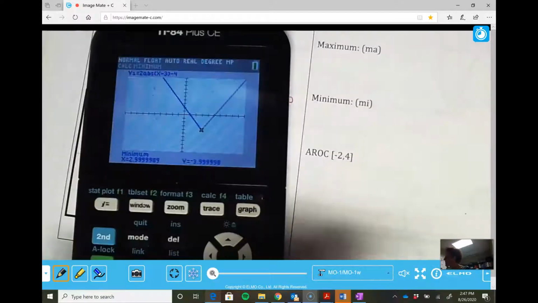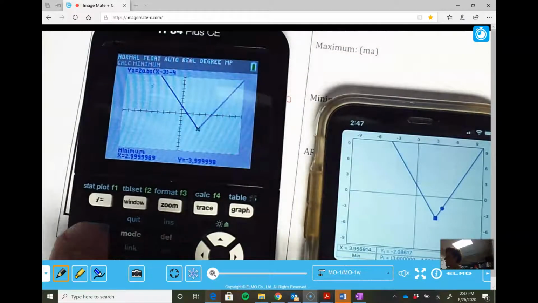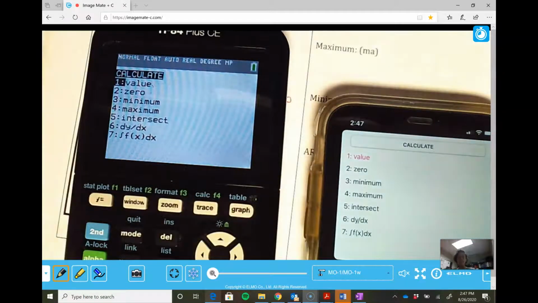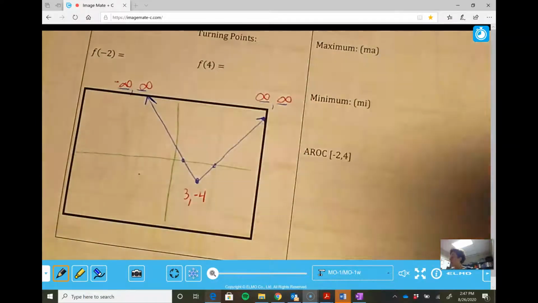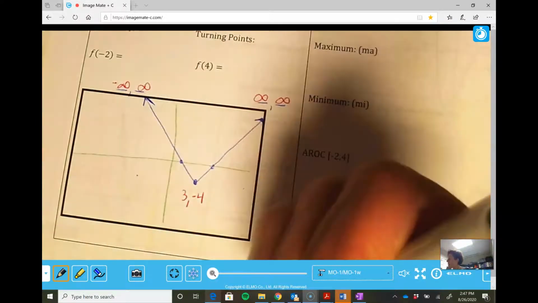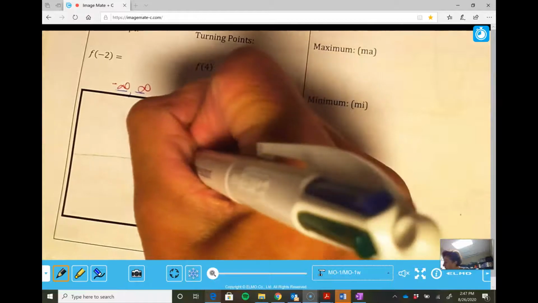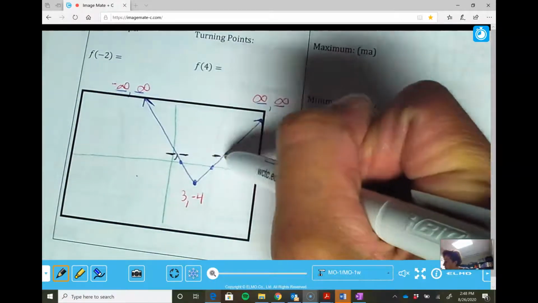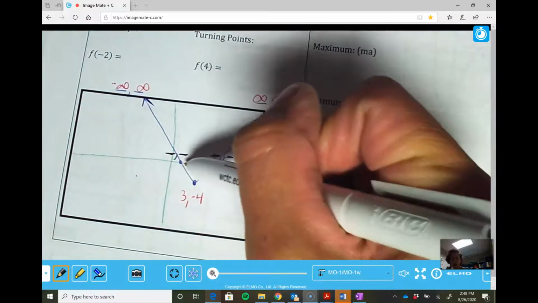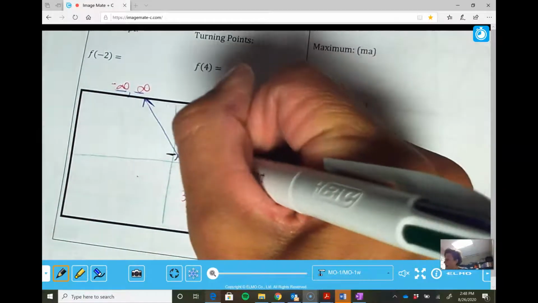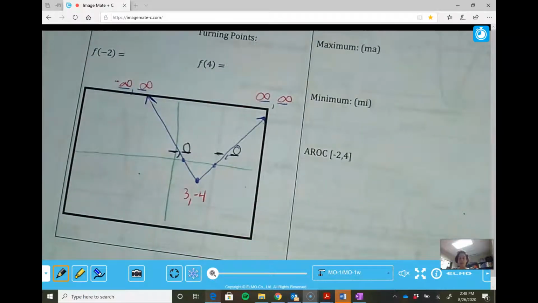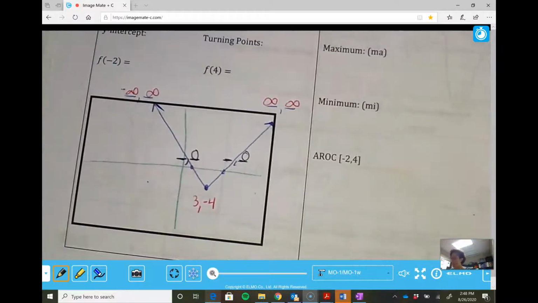And now we're going to practice the zeros. So for the zeros, I'm going to go back to second trace. It's always second trace. And the x-intercepts are called zeros. The reason why they're called zeros is because all x-intercepts have a y value of 0, so that's why the calculator calls it zeros. They don't use x-intercept.